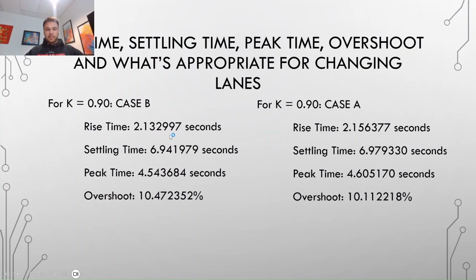And then just comparing these, case B was getting up there slightly quicker, and it also settles slightly quicker, and its peak time is slightly quicker, as you can see through these. And then the overshoot is a little bit higher. It's just helping the lane correct, which is why these numbers are a little bit lower.